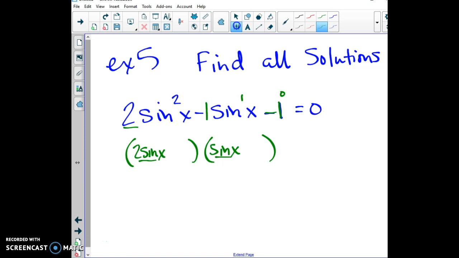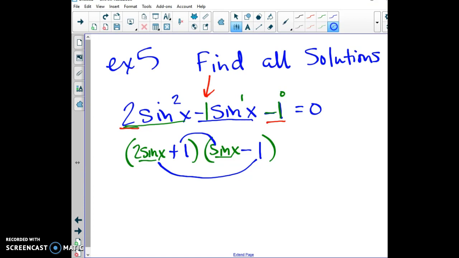Both first terms yield a product of our first term in our trinomial. And we know that we need to get factors of -1 and factors of 2 that add up to our middle term, -1. So we see in the book it says 2 sine x plus 1, sine x minus 1, and we can see positive sine x for the inside terms and -2 sine x add up to give us that middle term. This all equals 0, of course.